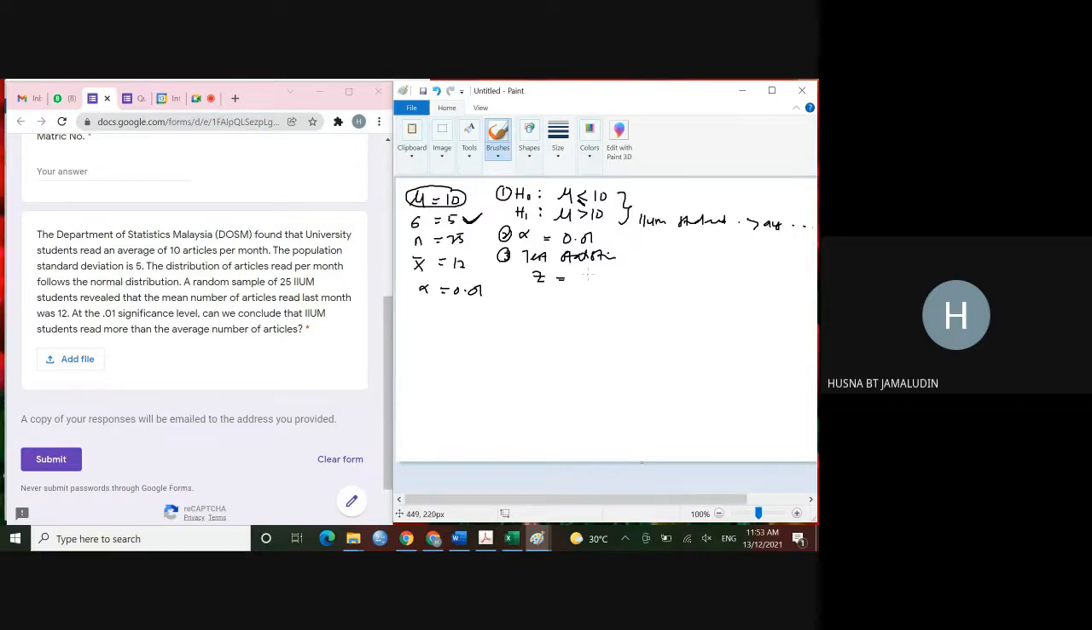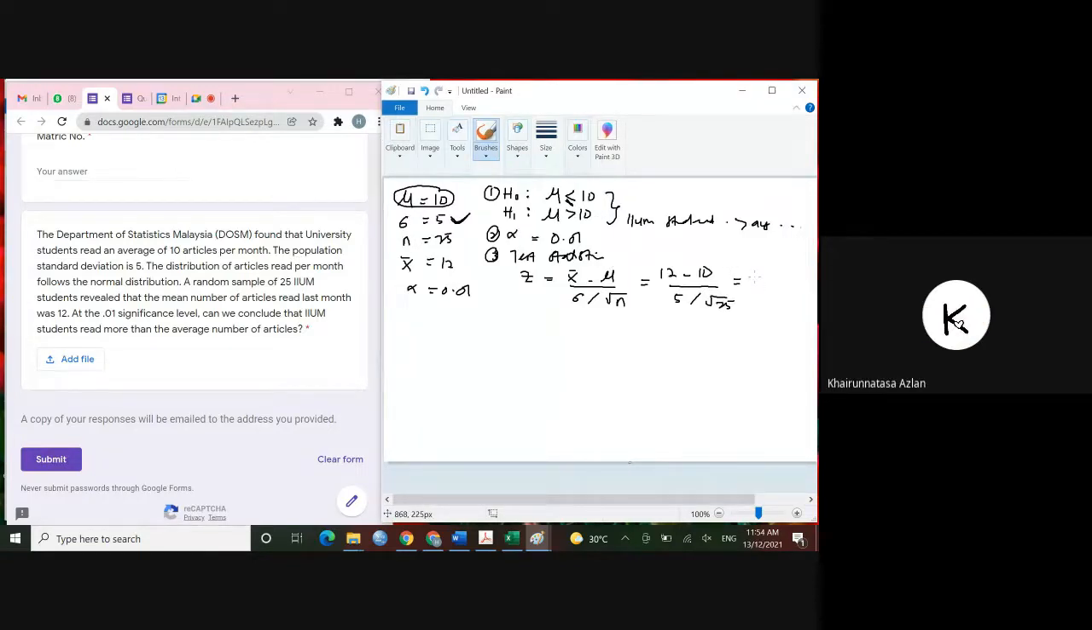So what is the formula? X bar minus mu over sigma divided by square root of n. When you have listed down all the information, you can just plug it into the formula. If you didn't list them down, maybe it will be hard for you to find them in a long paragraph. So your x bar is 12 minus mu 10, and then sigma, what is the sigma? 5 divided by square root of n, and what is n? 25. So what will you get here? 0.08.